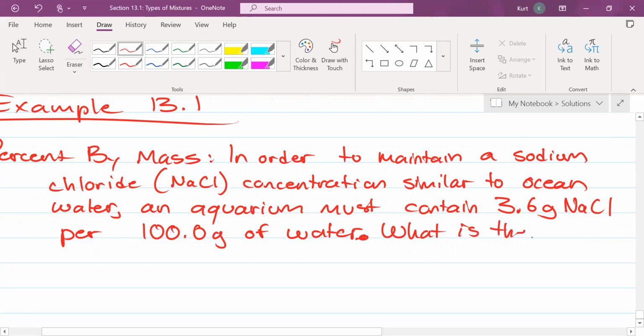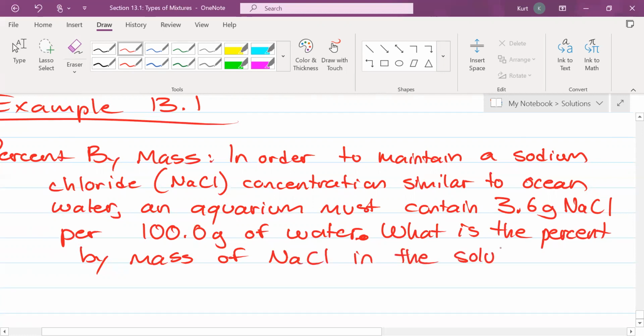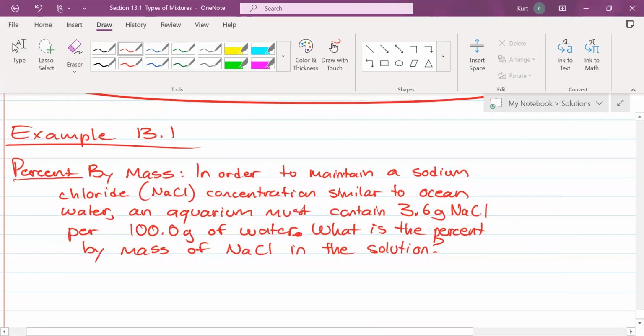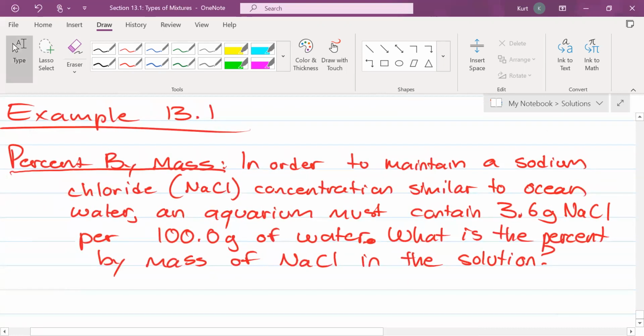What is the percent by mass of sodium chloride in the solution? Okay, there's a little trick here. You guys are bright. See if you can catch it. It's not as obvious as it seems. I'll give you a couple minutes to work it out.